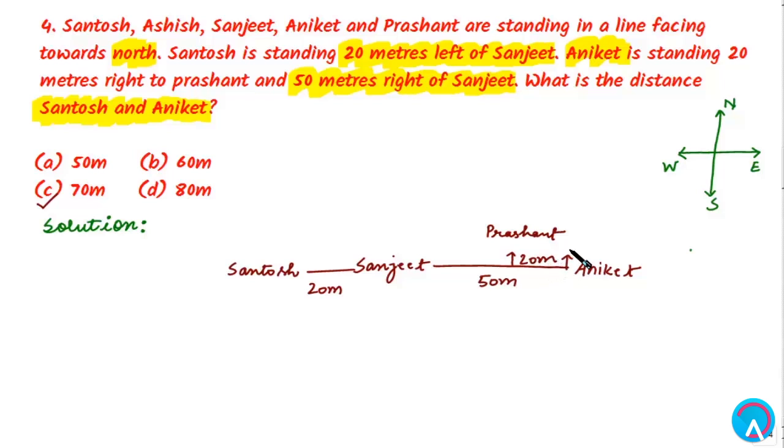What we have to find in the question is the distance between Santosh and Aniket. That means we have to calculate this distance. This distance can be divided into two parts. One is the distance between Santosh and Sanjit, that is 20 meters, and the distance between Sanjit and Aniket, that is given to be 50 meters. If we add the two, we'll get the distance between Santosh and Aniket as 70 meters, which is the right option here.